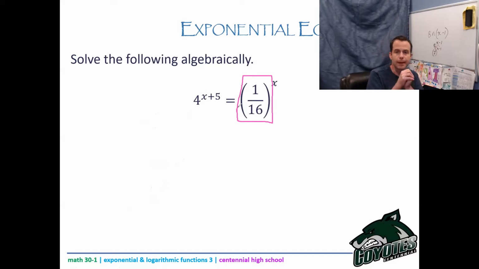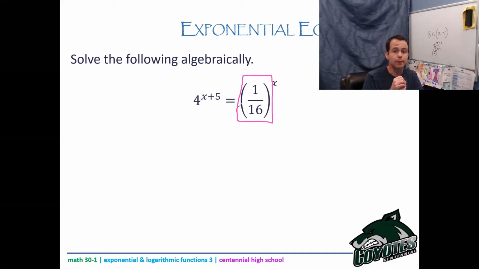Again, I have to take you back to grade 10. We have to think about exponent laws. You know that 4 squared equals 16. Well, if 4 squared equals 16, and I need to flip that to get 1 over 16, then I'm going to write that as 4 to the negative 2. 4 to the negative 2 and 1 over 16 are the same thing. So I replace my 1 over 16 with 4 to the negative 2.